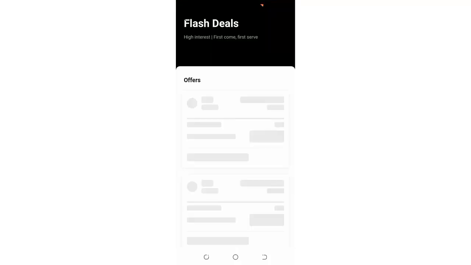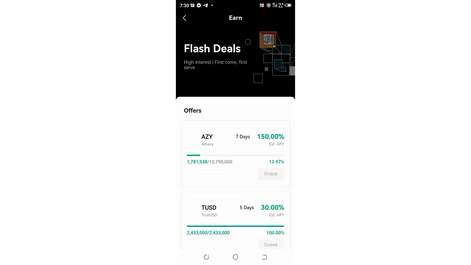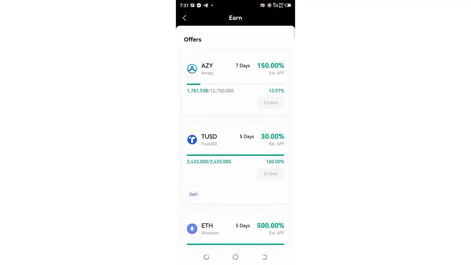So for these flash deals, you will realize that people rush them a lot because it's crazy. Now if you look at these flash deals, all these ones here have ended. We had AZY which lasted for 7 days and the APY is mad at 150%. You don't find this on any other platform. Then we have the TUSD at 30% for 5 days. So if you have $5,000 to put into, let's say, AZY, in 7 days that $5,000 will grow for you at the rate of 150%.